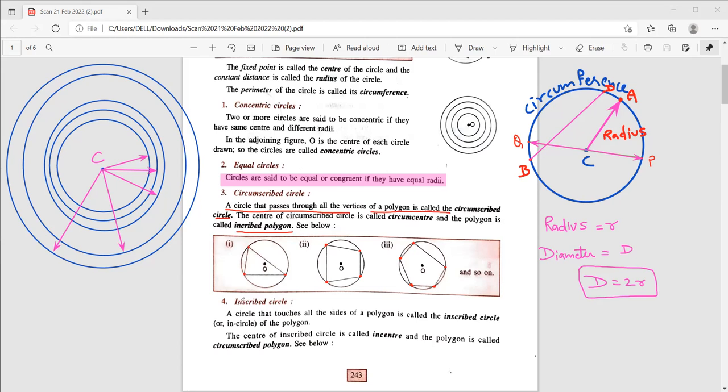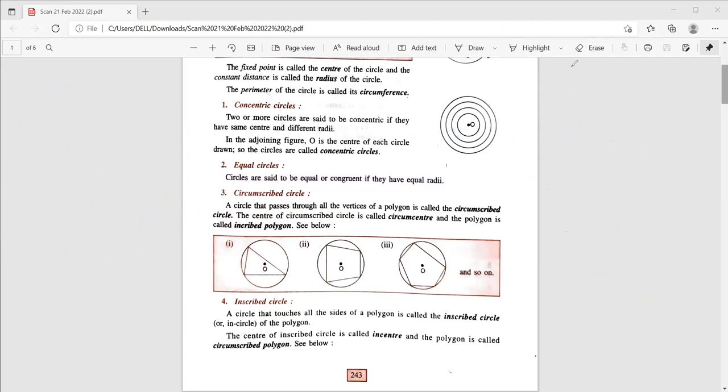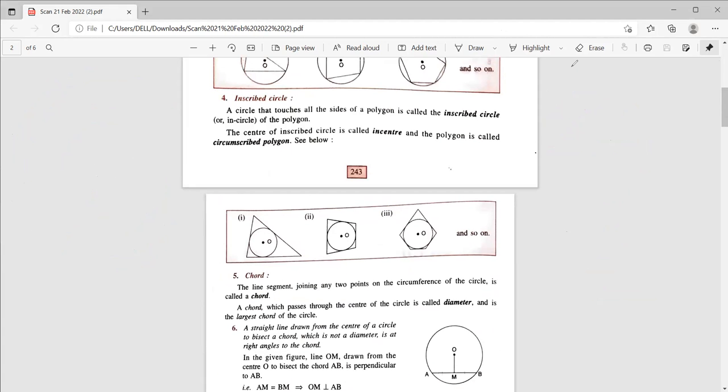Then, after circumscribed, you have the inscribed circle. Now, once again, what is an inscribed circle? In the case of inscribed circles, remember students, the circle touches the sides of the polygon. You see here, the circle is touching the sides of the polygon. I can show you one example here. Suppose you have a circle here, right? And now I draw a triangle in such a way that the sides of the triangle are being touched by the circle.